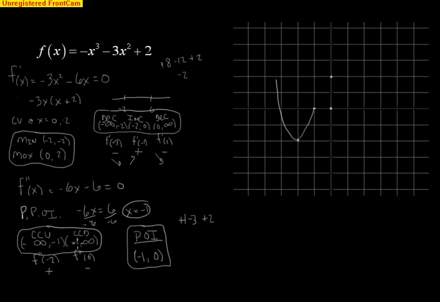And then I see what's happening between negative 1 and 0. Between negative 1 and 0, I'm concave down, and I am increasing. So that means I'm going here. And from 0 to infinity, I'm going to be decreasing and concave down.